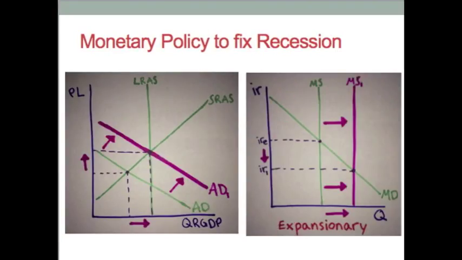For a recession, the Fed could either buy securities, lower the discount rate, or lower the reserve requirement, all expansionary policies. These would increase the money supply, which would decrease interest rates. Therefore, consumer spending and investments would increase, having a positive effect on aggregate demand.